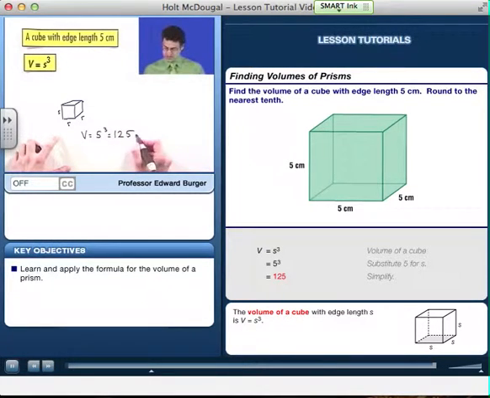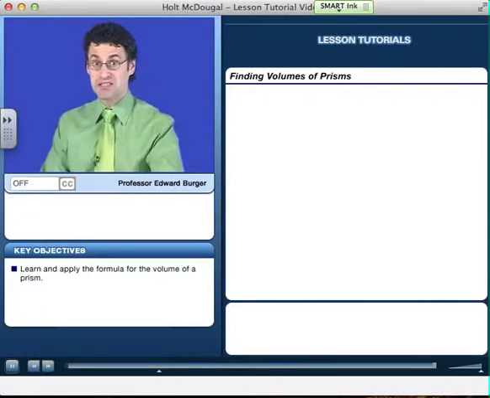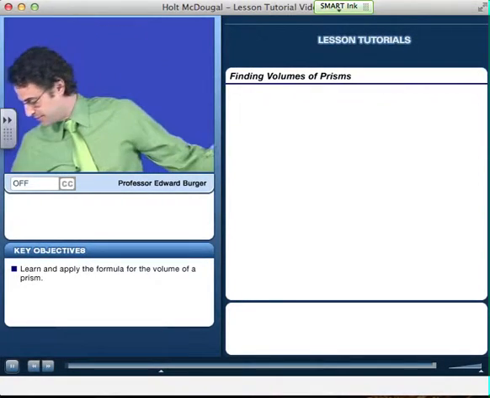And what are the units? The units are centimeters, but it's volume, so cubed. So, not a big deal at all. Now, I'll show you a big deal. This was not a big deal. You want to see a big deal? I've got a big deal for you.